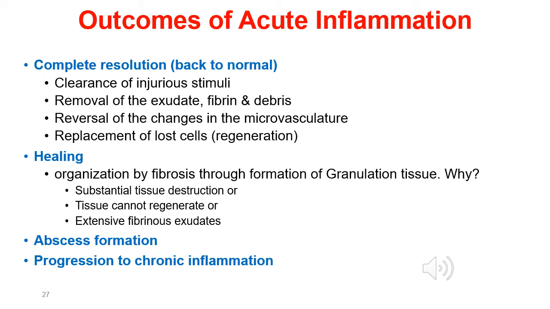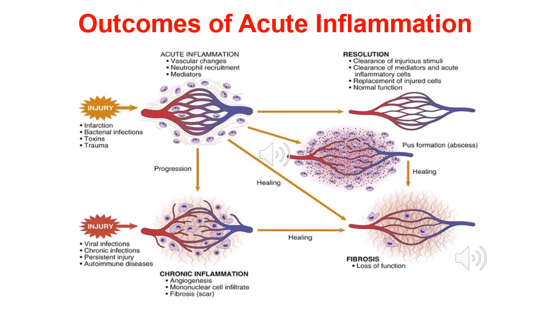Or there can be progression to chronic inflammation, if not responding and it's continuous. This will continue as a chronic inflammation. Again, here is a summary of what we said a little while ago, the outcomes of acute inflammation. You see, when you have an injury, which can be bacterial infection, toxin, trauma, infarction, this will lead to acute inflammation with all the changes, vascular changes, cellular changes, neutrophil recruitment, release of cytokines, mediators, etc. So one of the outcomes can be resolution with the clearance, as we said, of the injurious stimuli and back to normal function, or this might progress to pus formation and abscess formation, or healing by fibrosis, or progression into chronic inflammation.